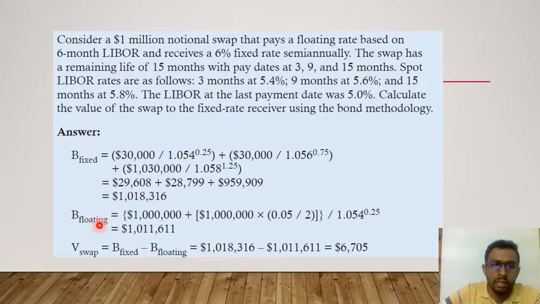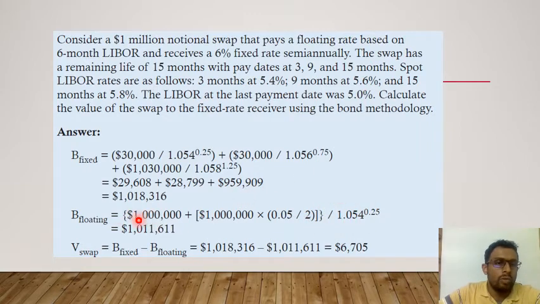So we'll have to value the floating bond. This is a tricky space, where for the floating bond, all 3 payments up to the maturity of this bond in this swap are not calculated. Only the next floating rate payment, that is 1 million into 0.5 by 2, which is the last known LIBOR rate, is brought back to the current period.